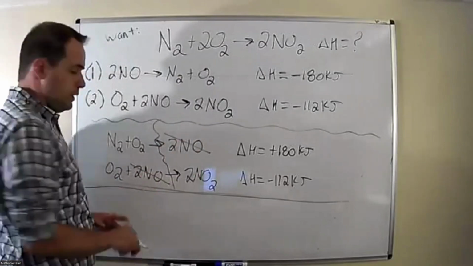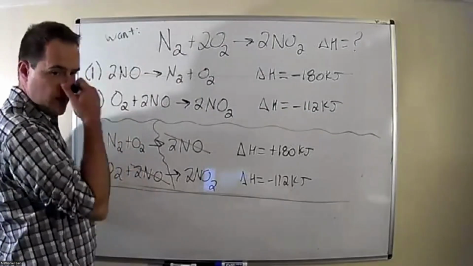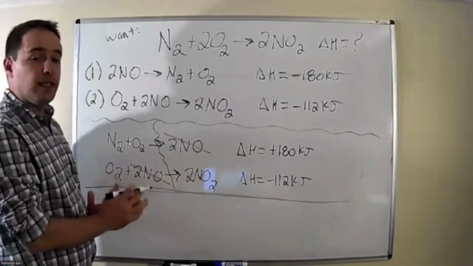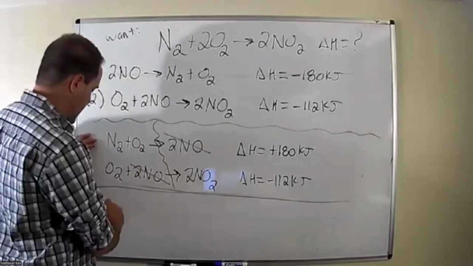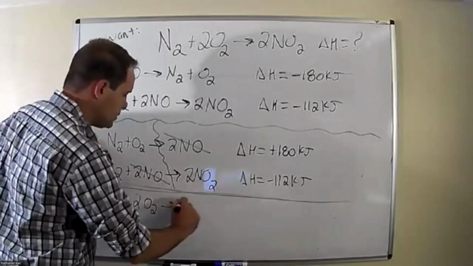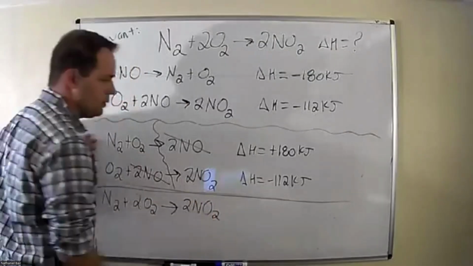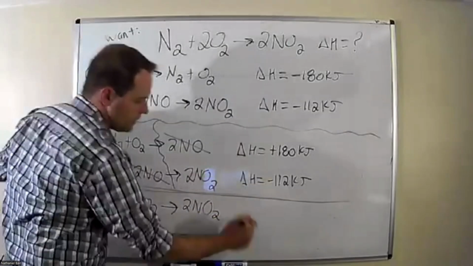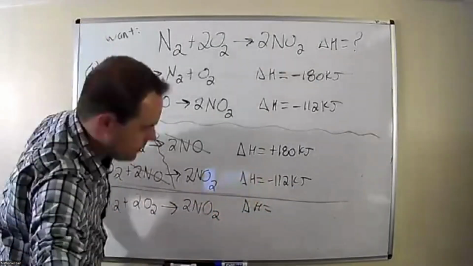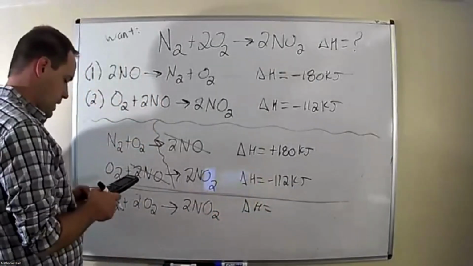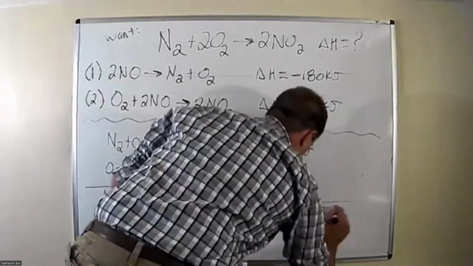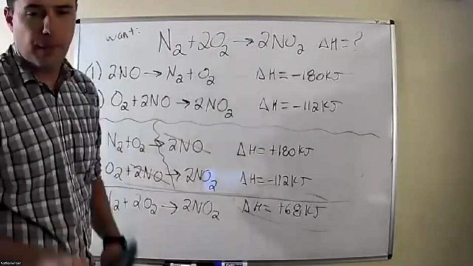Now you've got to be careful. The O2s do not cancel out. Why do they not cancel out? They're on the same side. And if the O2s are on the same side, then they actually add together. So what are we left with here? We're left with N2 plus 2 O2s goes to 2 NO2s. And now we've got to add this up. The change in enthalpy, 180 minus 112. That's a positive 68 kilojoules. That's my change in enthalpy.